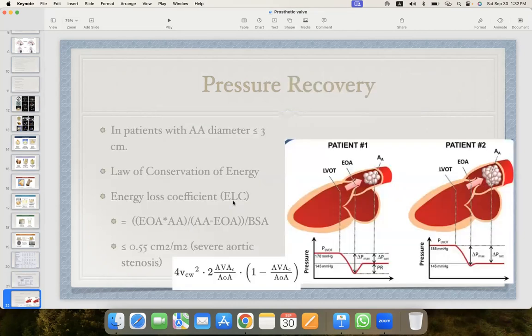Of course, you need to remember, and we talked about this in the previous lecture, that pressure recovery can also occur in a patient with a small aortic valve, regardless of whether the patient has a mechanical or native valve. We discussed previously, and I'm not going to go through it this time, how to adjust for the small aortic valve area to determine the correct aortic valve area.